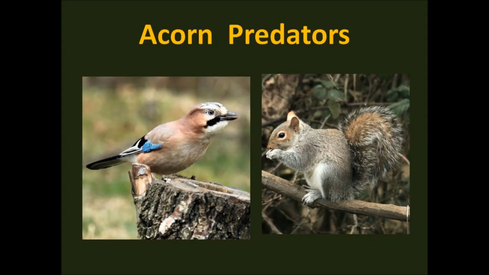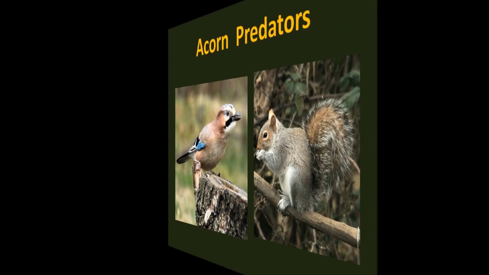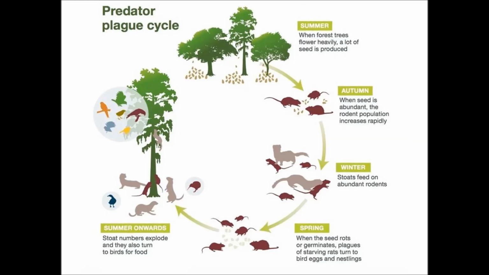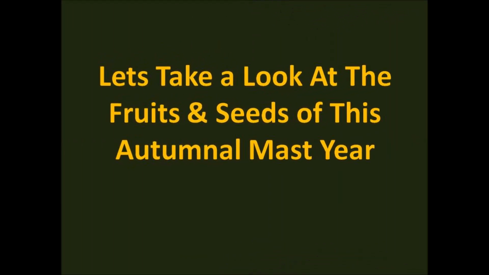Initially, all is good as tree numbers increase and the surplus food makes its way through the food chain, increasing small mammals and owl populations. In subsequent years, there can be a knock-on effect as larger mammals prey on the smaller bird species, taking eggs and causing a rapid decline in populations. This effect is known as the predator plague effect. So let's take a look at the fruits and seeds in this autumnal mast year in October 2025 as we traverse our way around the woodland.